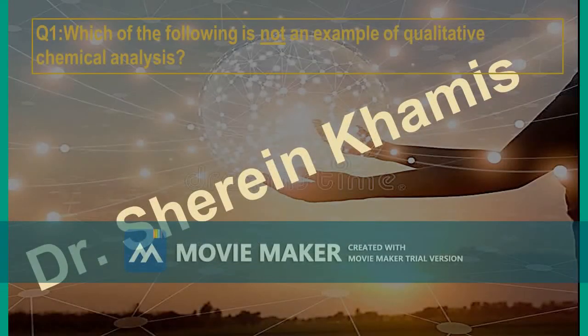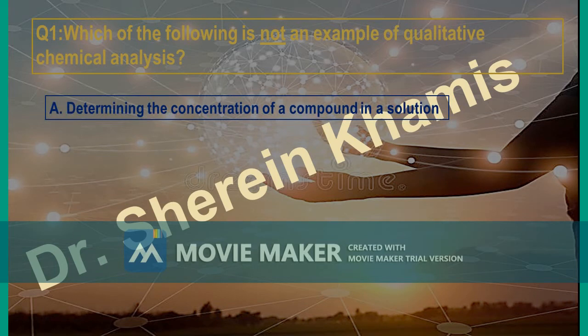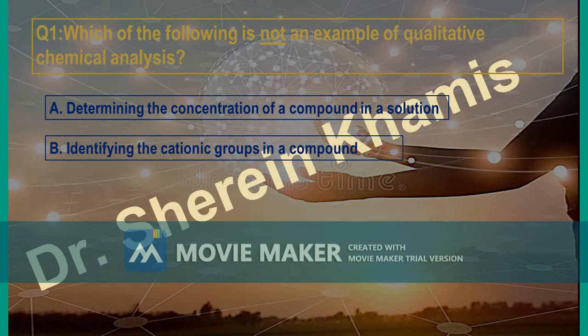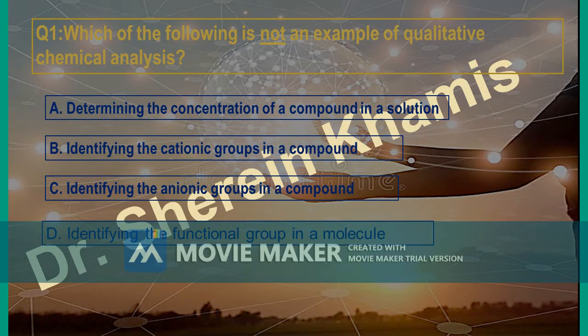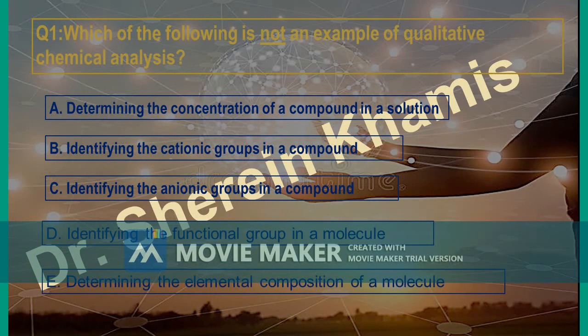Question number 1. Which of the following is not an example of qualitative chemical analysis? We discussed before that quantitative analysis means the amount or the mass of it. Determining the concentration of a compound in a solution. Identifying cationic groups in a compound. Identifying anionic groups in a compound. Identifying the functional group in a molecule. Determining the elemental composition of a molecule.